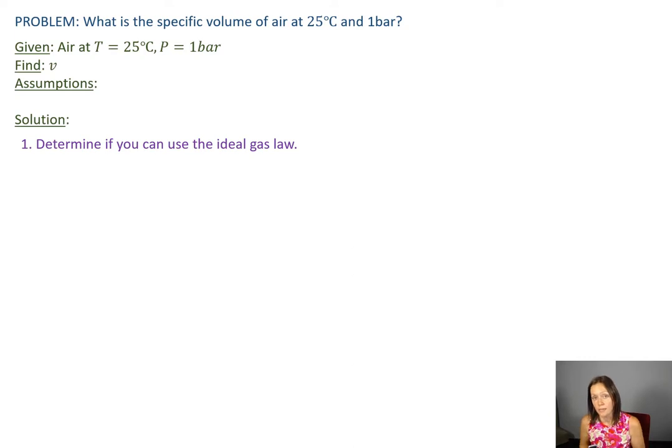But on a test, if I don't tell you specifically that you do have an ideal gas, I want you to verify that assumption. So let's see if we can use our ideal gas law. Let's check my reduced temperature. Check and see if that's greater than 2. Remember, I've got three things I can check to see if I can make that assumption of an ideal gas.